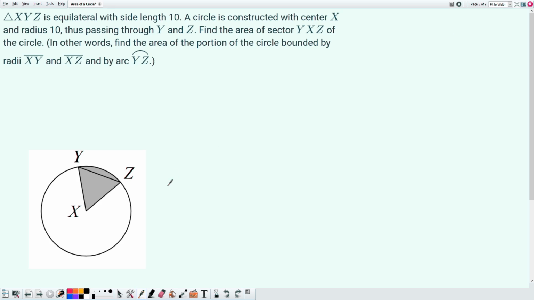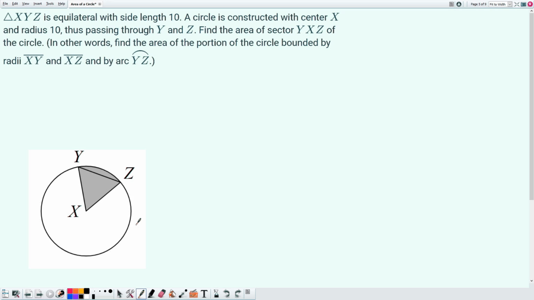Hello again. So let's examine this problem. Triangle XYZ is equilateral with a side length of 10. A circle is constructed with center X and radius 10, thus passing through Y and Z. Find the area of the sector YXZ of the circle. In other words, find this shaded portion bounded by the radii XY and XZ and the arc YZ.